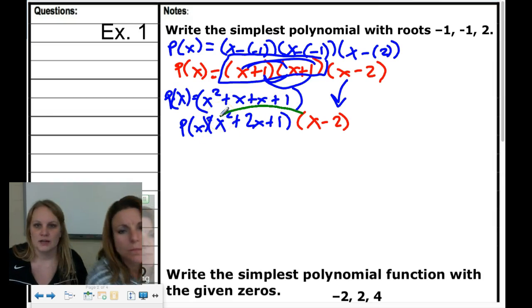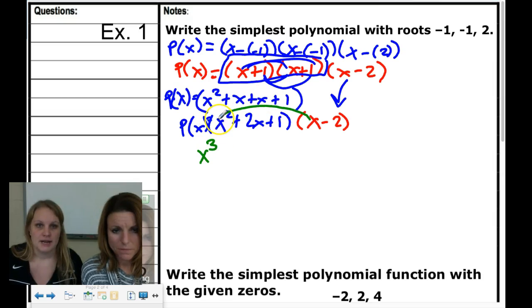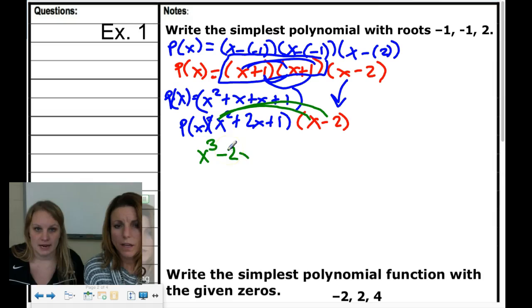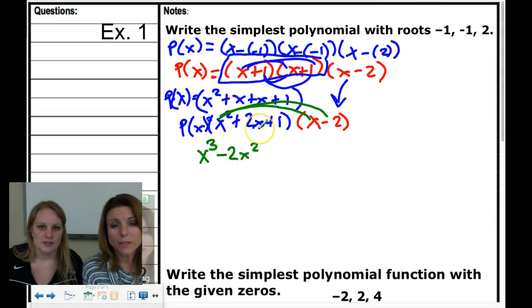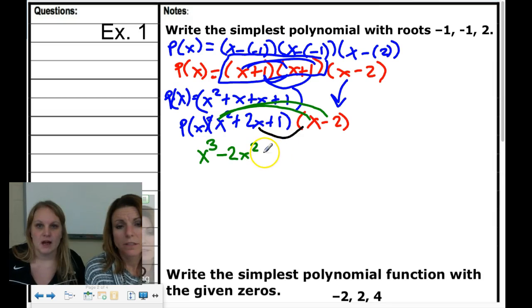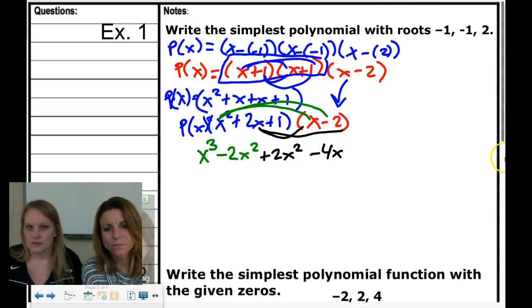So x squared times x gives me an x to the third. X squared times a negative 2 gives me a negative 2x squared. We're done with the x squared. So now we go to the 2x. 2x times x gives me a positive 2x squared. 2x times a negative 2 gives me a negative 4x. I'm done with the x.